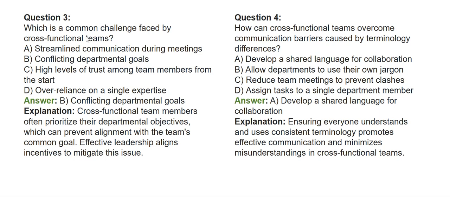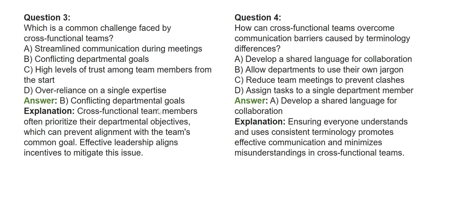So basically, one of the most important challenges we'll have is B, conflicting departmental goals, as each team or individual or sub-team might focus on their departmental goal rather than the shared cross-functional goal, or give it more priority. And here there will be some discrepancies and conflicts. So conflicting departmental goals is one of the main challenges.